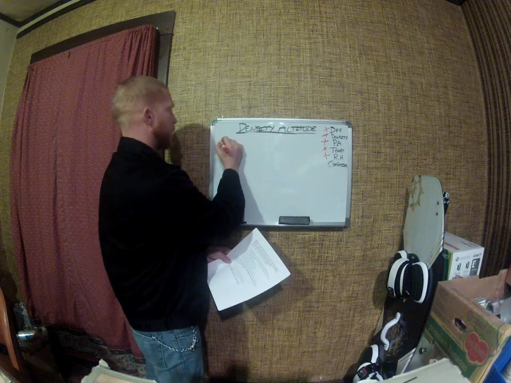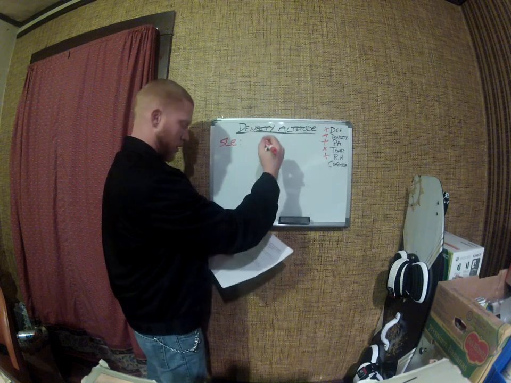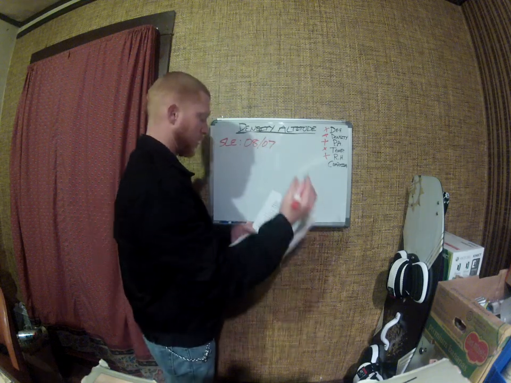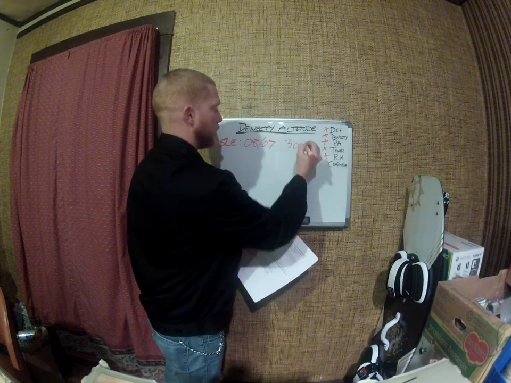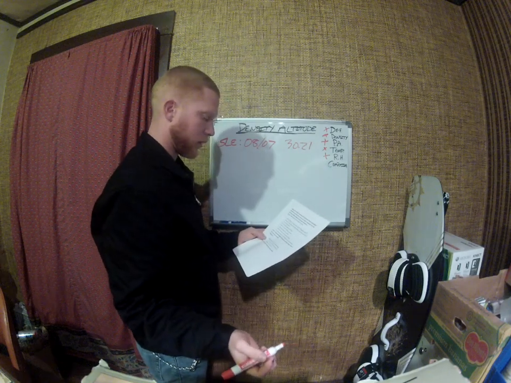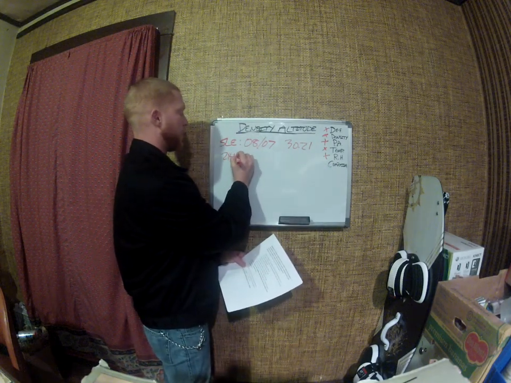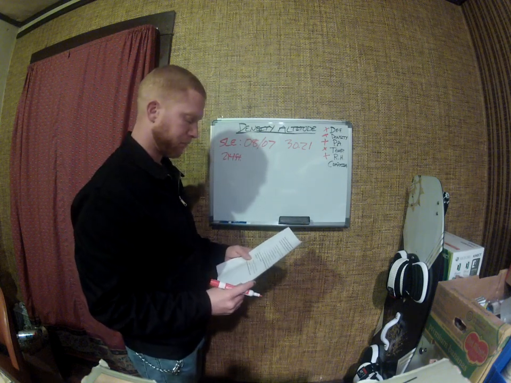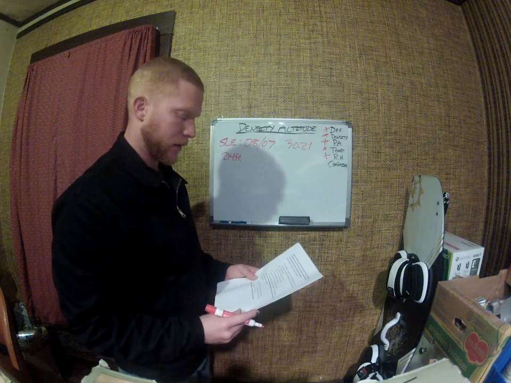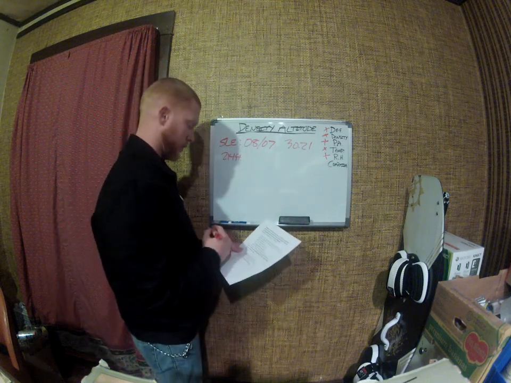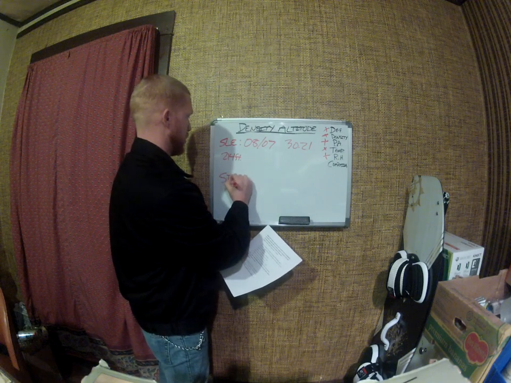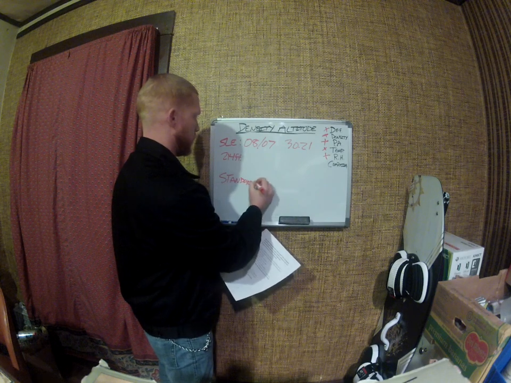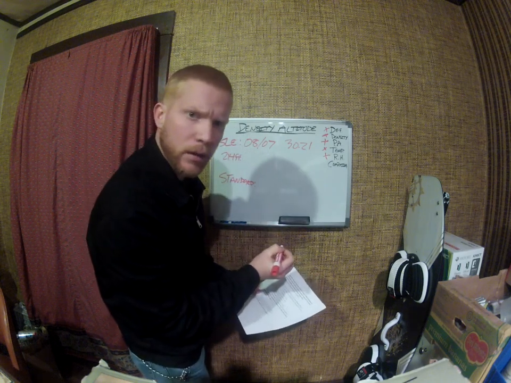I want you to compute for Salem's current conditions. We have 08/07, and 30.21 is your altimeter setting, and 214 feet is your field elevation. I'll give you a minute while I'm writing this up to go ahead and finish. I'm running out of time here, so I'm not going to compute it myself.